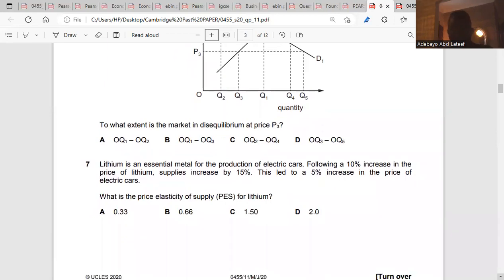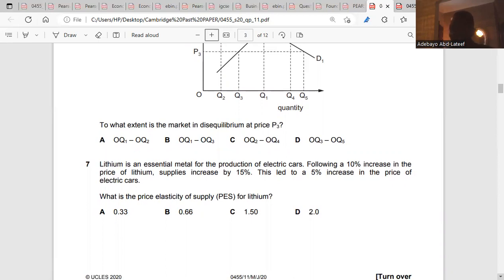Lithium is an essential metal for the production of electric cars. Following a 10% increase in the price of lithium, supply increases by 15%. This led to a 5% increase in the price of electric cars. What is the price elasticity of supply for lithium?